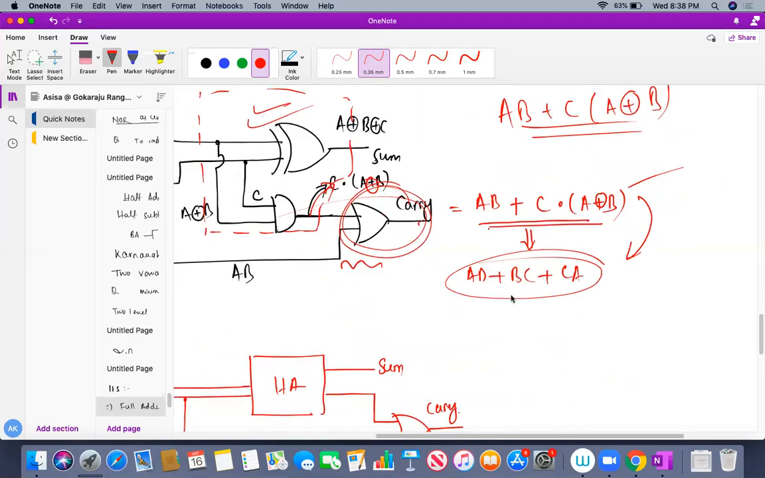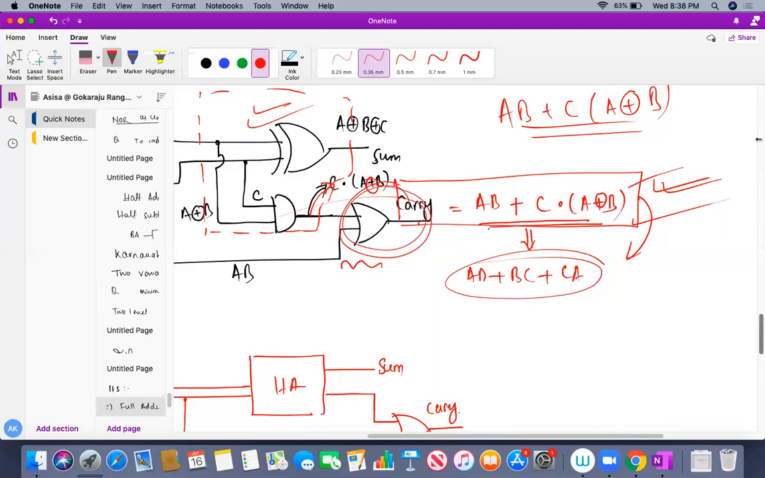I have claimed here this is my carry. This holds good actually. AB or C and A XOR B also is a carry expression. Okay, this is very important, students. You try to understand this. This also you are going to utilize in some other way later on. Please try to remember this.